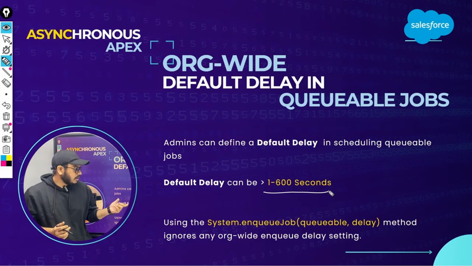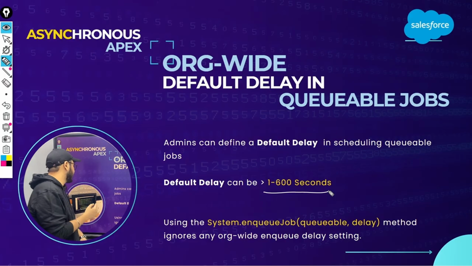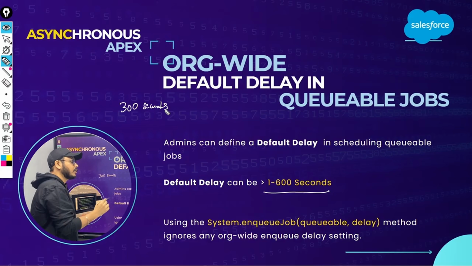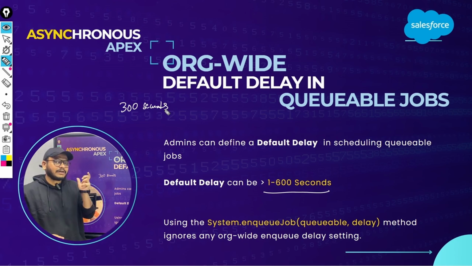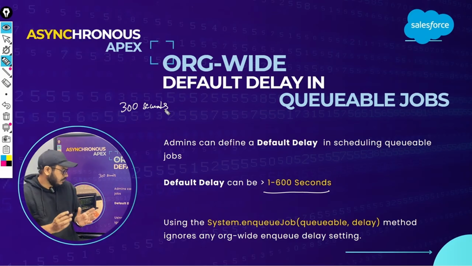So you have control on how many seconds you define: 30 seconds, 60 seconds, 90 seconds, whatever you want. With this, what will happen if the system administrator has defined a certain delay? Let's say the system admin has defined a 300 seconds delay, then all Queueable Apex jobs that are queued will get into the job queue with a delay of 300 seconds by default. It will not immediately get into the job queue.